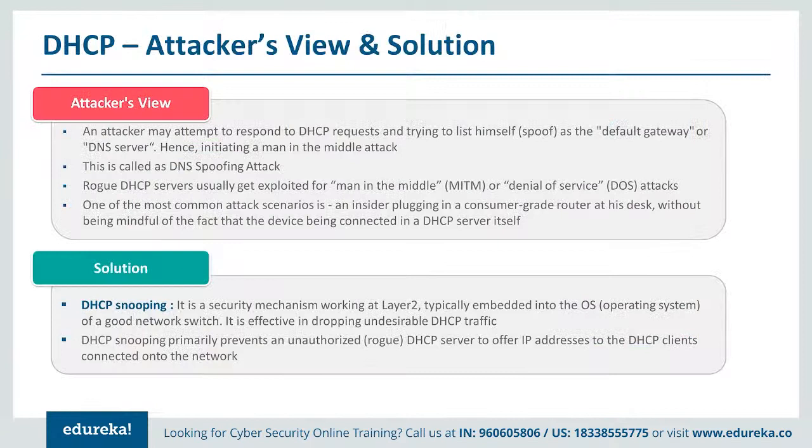From a DHCP point of view, here is what an attacker looks for. The attacker can also spoof into the network. Once he gets access to the default gateway, he can obviously spoof any traffic coming in and going forward. He can carry out a man-in-the-middle attack or a denial of service.